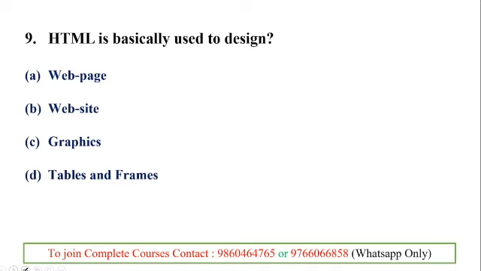Here, the question is about HTML, and HTML means hypertext markup language. It is a markup language and it is used to design web pages. So that is the HTML full form, and it is basically used to design web pages.